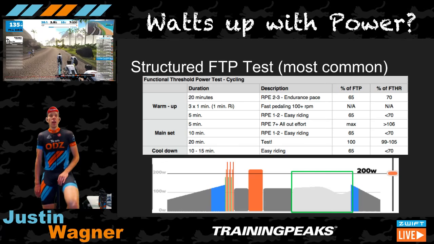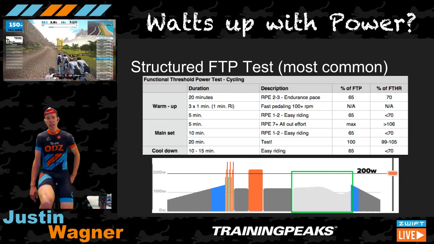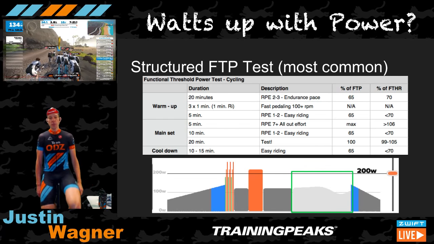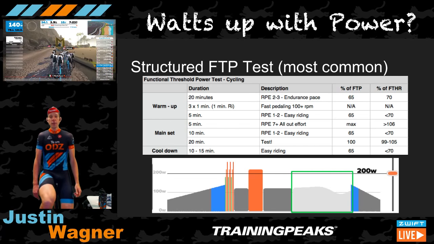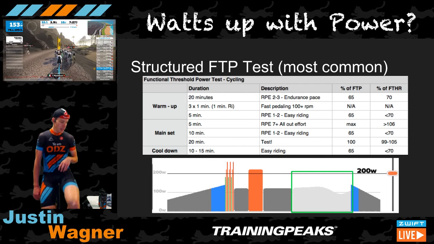Now, you may say, hey, you know what? I was riding on Zwift the other day. I didn't do this test. I was just riding around, did a race, whatever. And at the end, it said, hey, we detected a new FTP. How did it do that? I didn't have a test.